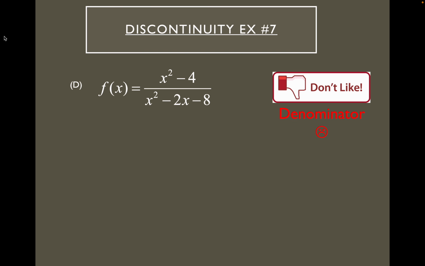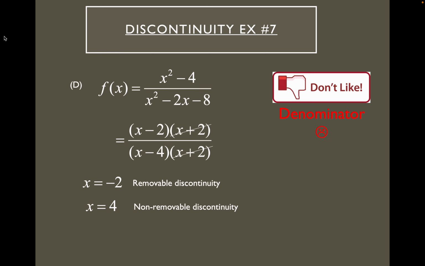Okay, how about this one? Same thing. Denominator is my trouble, but we can simplify by factoring. So when I do the factoring, I got top and bottom can cancel out the x plus 2. Cancel out. Removable. So x equal to negative 2 is my removable discontinuity. And yes, indeed, x equal to 4 is my non-removable.